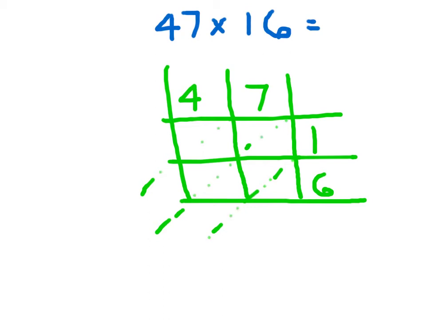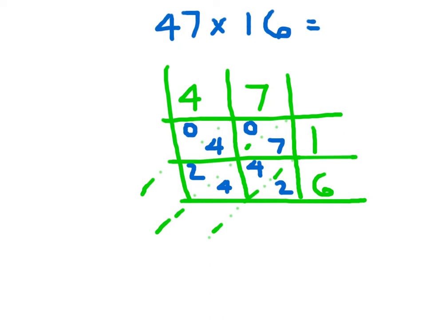We'll start with this first problem here of 4 times 1, which is 4. So I'll place a 0 here and a 4 here. 7 times 1, which is 7. So I'll place a 0 and a 7. 7 times 6, which is 42, a 4 and a 2. And finally, 4 times 6, which is 24, a 2 and a 4.